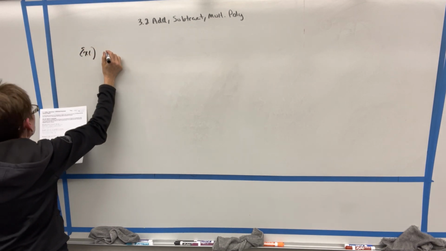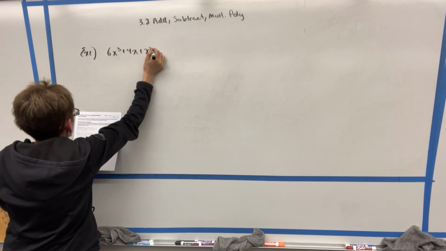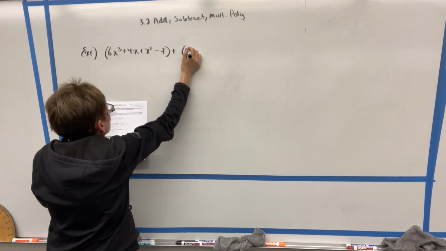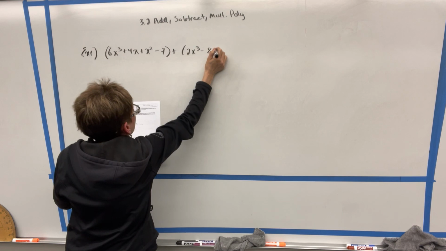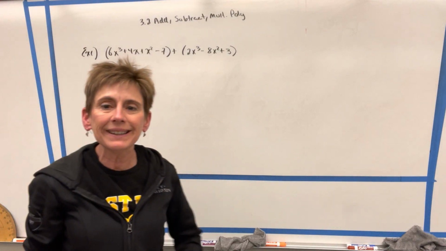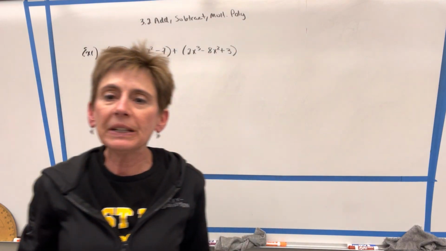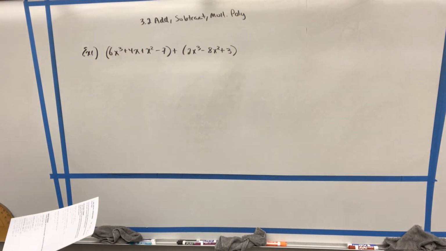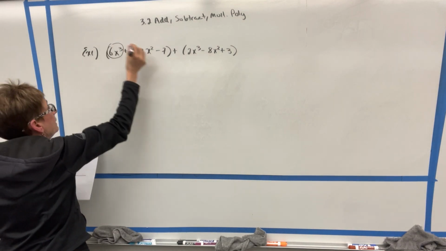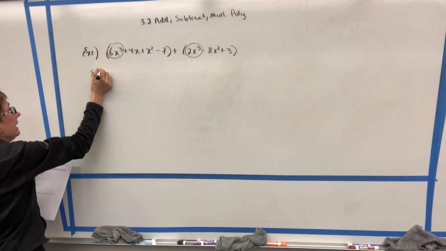So for example, (6x^3 + 4x + x^2 - 7) plus (2x^3 - 8x^2 + 3). Now, typically, it's not 100% essential, but it's considered common practice to write in what we call descending order, which means we have the highest exponent first, and then we go down from there. So the highest exponent that I have is to the power of 3. So I'm basically going to combine the 6x^3 with the 2x^3 and get 8x^3.